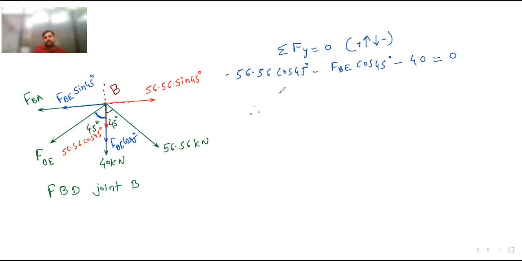Therefore FBE cos 45 is equal to minus 56.56 cos 45 minus 40. Plus 40? How is it plus 40? This 40 is moving down, then it is minus.